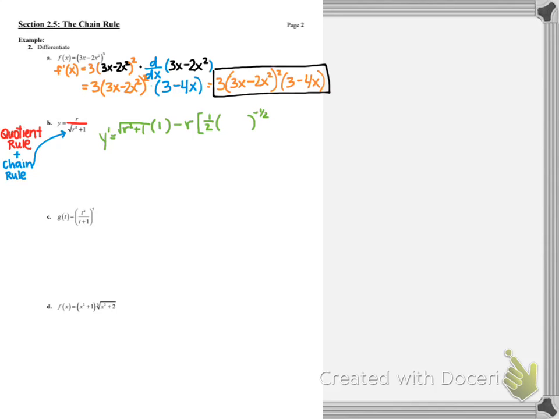Now if I'm taking the derivative of the bottom, I need to use chain rule. So the 1/2 comes down, subtract 1 from the power, and I have negative 1/2. I evaluate that at the inner function, which is r squared plus 1, and then I multiply by the derivative of the inner function. All of this must be divided by the bottom function squared. And then we can simplify this a bit.